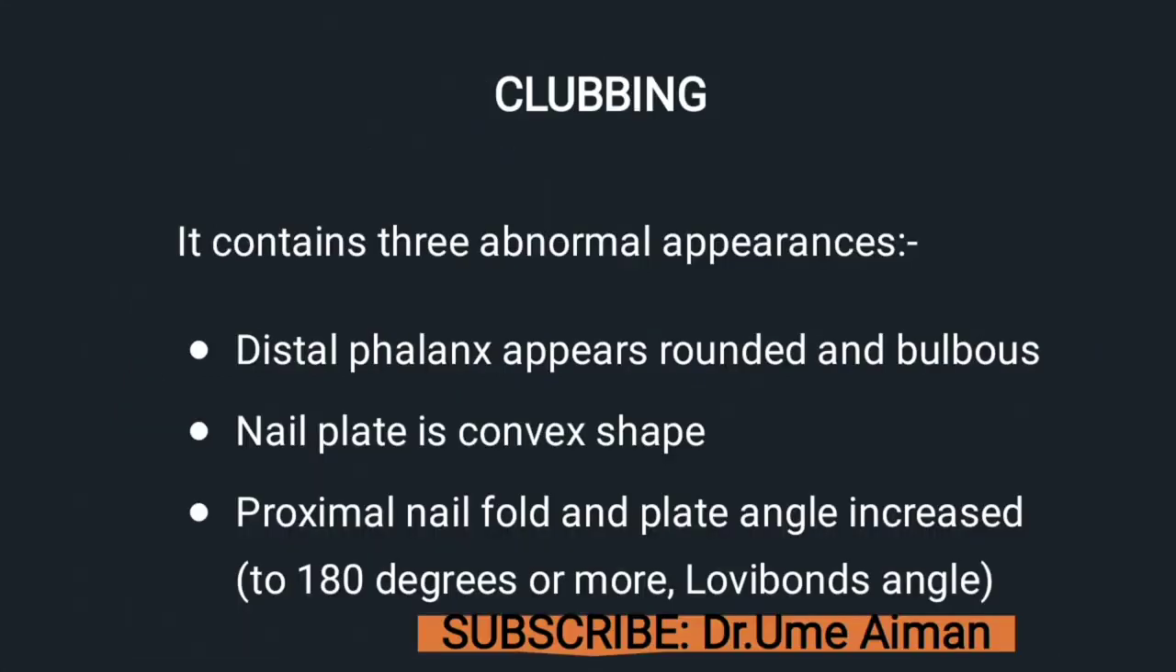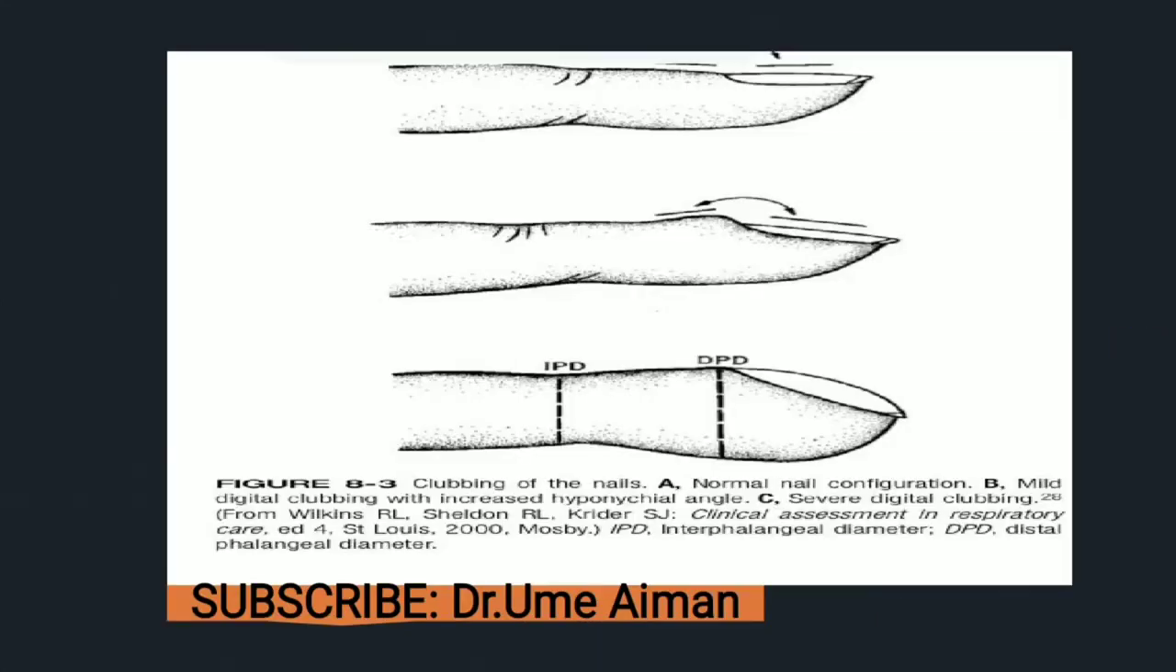Clubbing. It contains three abnormal appearances. Distal phalanx appears rounded and bulbous. Nail plate is convex in shape. Proximal nail fold and plate angle increases to 180 degrees or more. This is how you can see the clubbing of the nails.